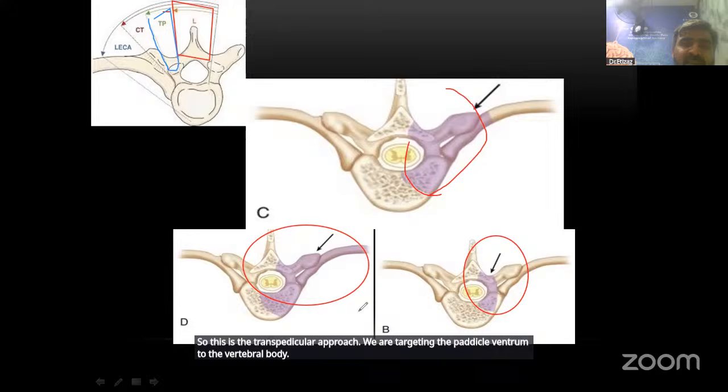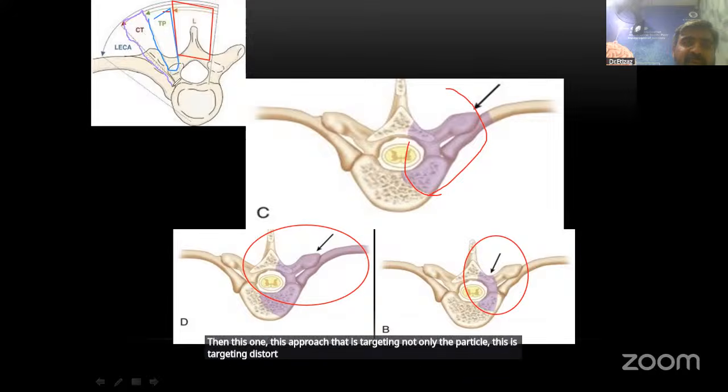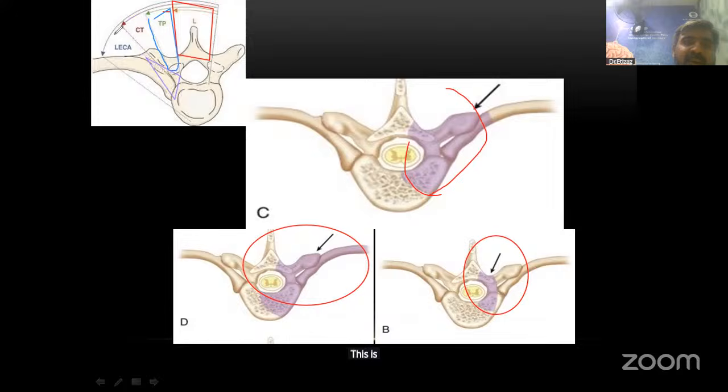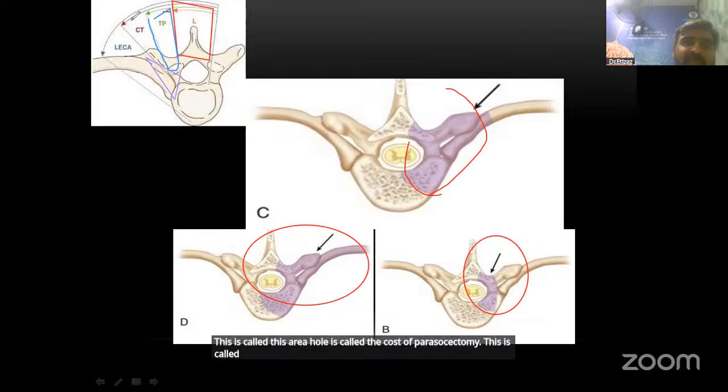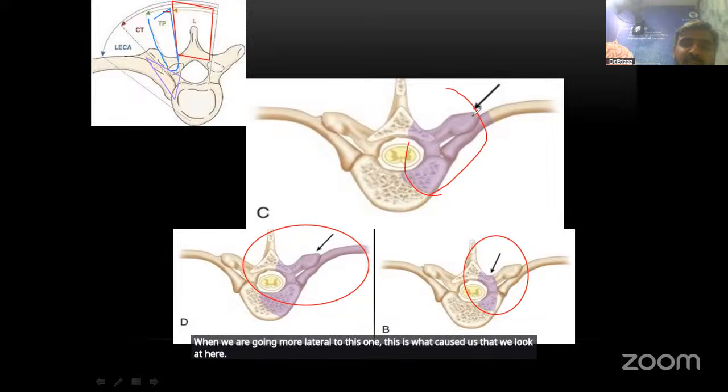Just lateral to this one, when we are more lateral than this, this approach is targeting not only the pedicle, but this portion and this area and this area. This whole area is called the costotransversectomy. This is called CT. Okay, look here. When we are going more lateral to this one, this is costotransversectomy. Look here. This rib has to be removed.